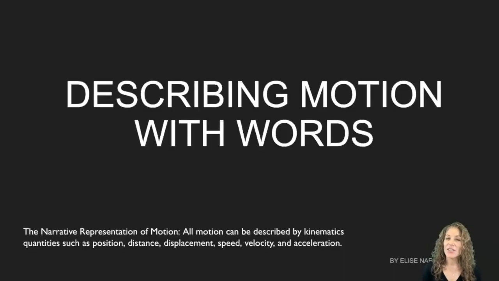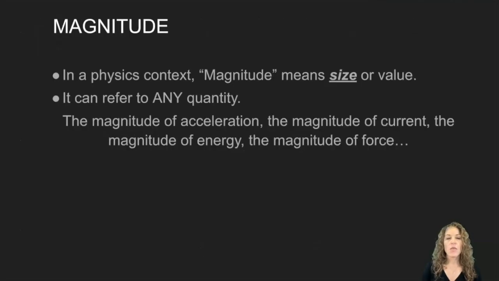Let's discuss the terminology associated with kinematics. So we're going to go through a whole sequence of basic definitions so that we're speaking the same language. The word magnitude means size, how big anything is: the magnitude of acceleration, the magnitude of magnetic field strength. We've been using this word in many different contexts.